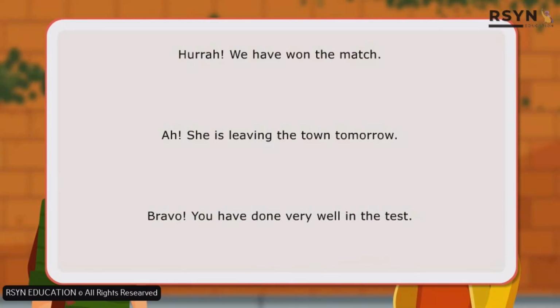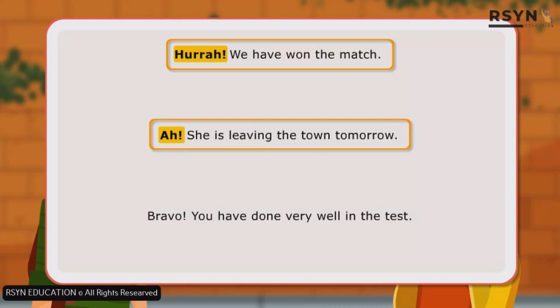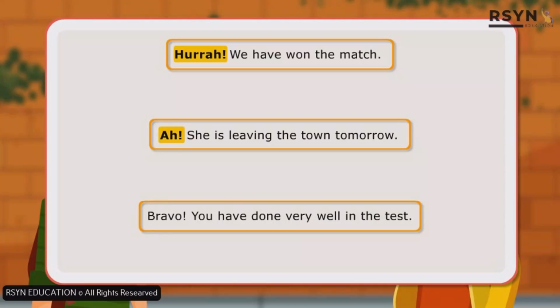In the first sentence, hooray is an interjection as it expresses the feeling of joy. In the next sentence, ah is an interjection as it expresses the feeling of sadness. In the third sentence, bravo is an interjection as it expresses emotions related to approval, praise, and encouragement.